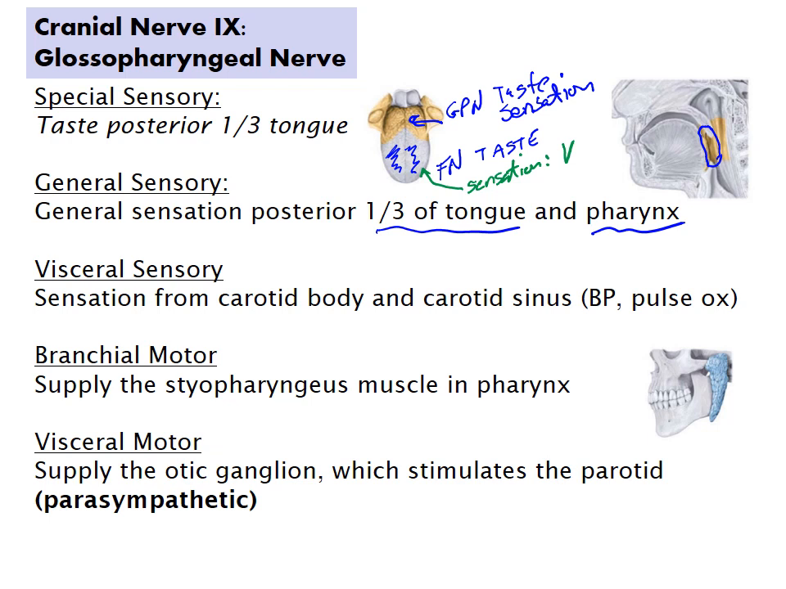It's going to carry visceral information from the carotid bodies and the carotid sinuses, so information about blood pressure and pulse ox. It's going to be bringing branchial motor innervation to supply one muscle and one muscle only, the stylopharyngeus muscle. And I sort of remember that because the name glossopharyngeal supplies the stylopharyngeal. Yes, there should be an L in here, stylopharyngeal.